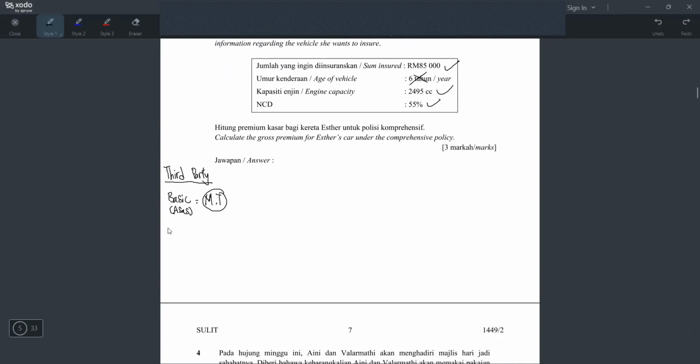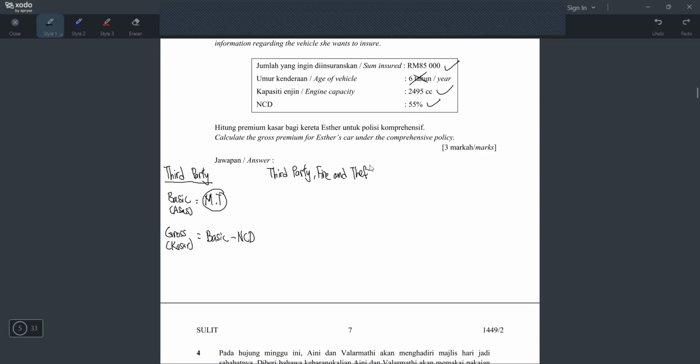Okay, and then how to get your gross premium, your premium kasar? You have to take your basic premium, which is whatever the answer here, minus the NCD. Minus the NCD means the non-claim discount. Okay, that's the third party. That's how you do third party policy punya premium. Now let's talk about the next policy, which is third party fire and theft.